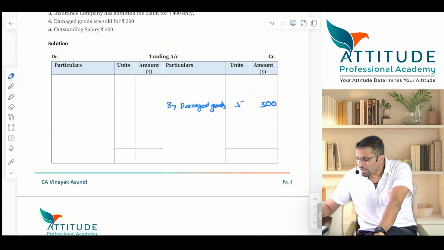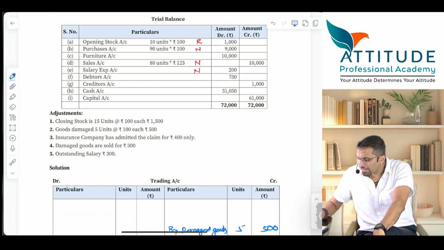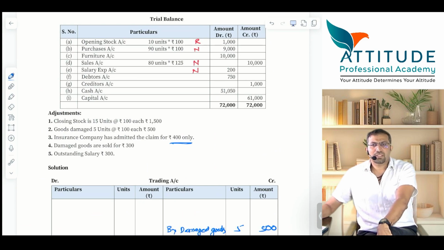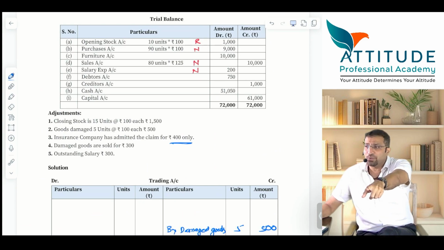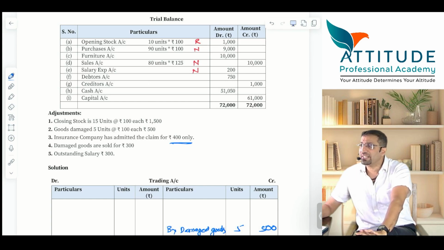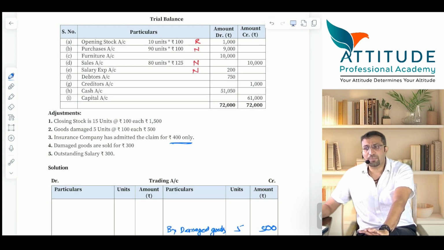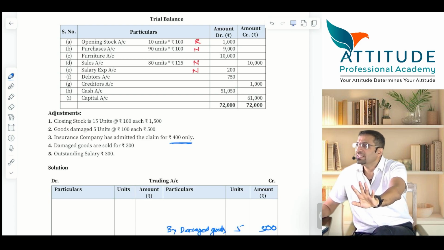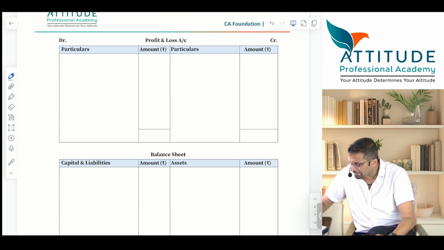Now, next. As you all know, the insurance company has admitted a claim of how much? 400. Correct? The insurance company has still not paid you, but it is receivable from the insurance company. Tell me the journal entry. Insurance company account debit to damaged goods. Damaged goods will reduce by that much, meaning that money has come. Yes or no?